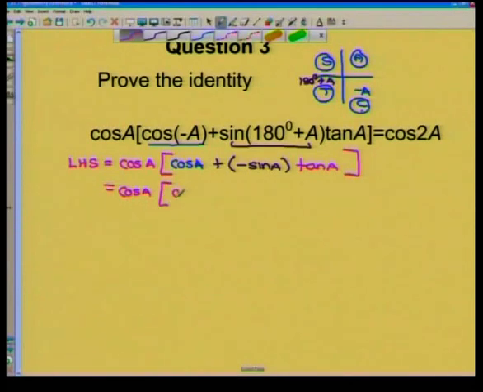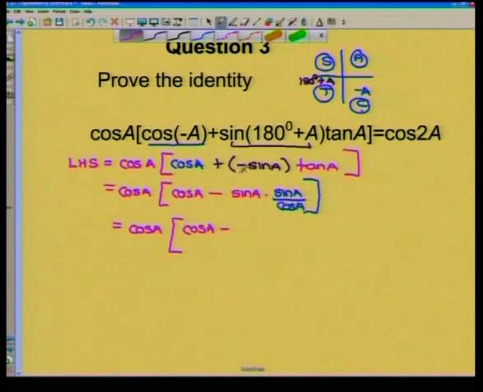So we have cos A. Over here I have cos A. That minus times the plus is a minus. We can make that sine A. And tan A will change to sine A over cos A. Okay. Now, remember, the next step is to use basic algebra. So basic algebra says, let's write this thing as one fraction. So it's going to be sine squared A over cos A.